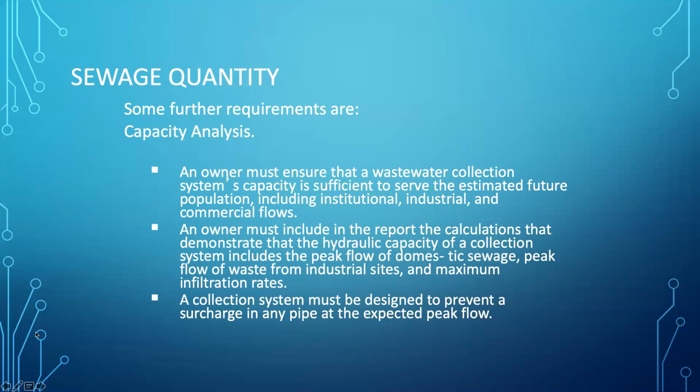And the last one is a fairly important stipulation. And although this is taken from the Texas code, I feel comfortable in stating that some version of this statement would appear in any design guidance in the United States, if not in the world, certainly in the United States. A collection system must be designed to prevent surcharge in any pipe at the expected peak flow. So they have provided a design criteria that's pretty important, because that design criteria is going to directly impact the pipe dimension.